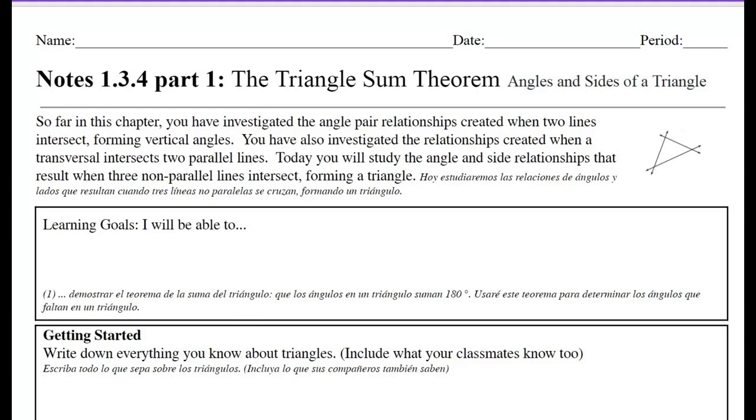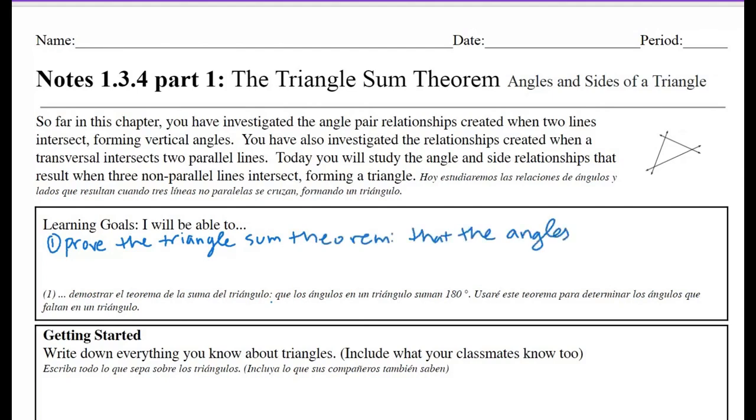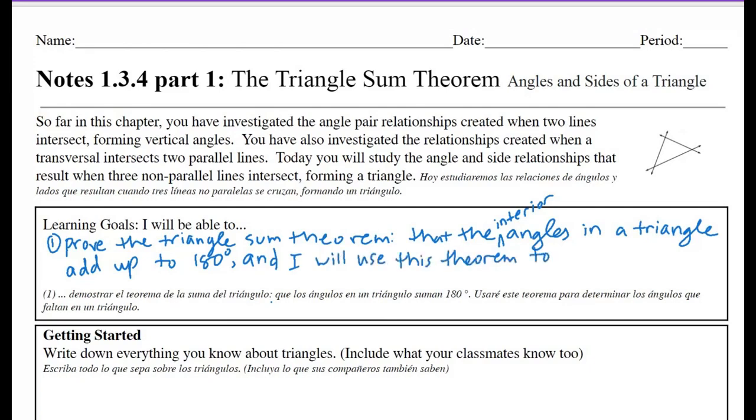For part 1, our learning goal is that we will be able to prove the triangle sum theorem, that the interior angles in a triangle add up to 180 degrees, and we will use this theorem to determine missing angle measures in a triangle.